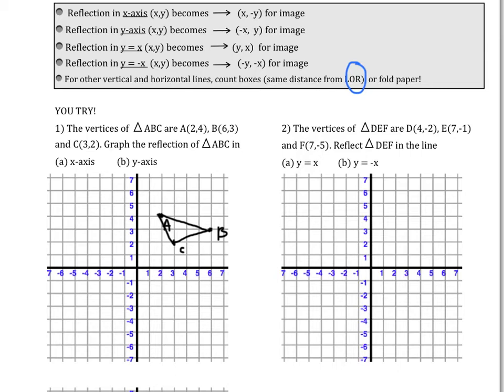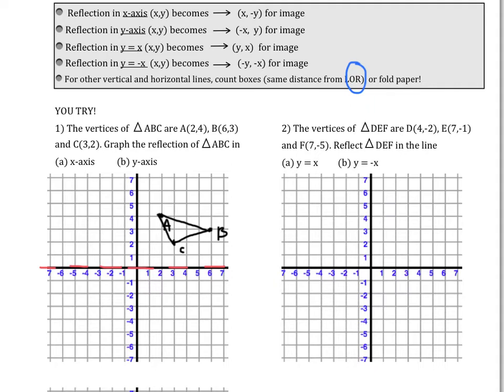Okay, the first thing we're asked to do is graph the reflection of triangle ABC in the x-axis. So what I would do is take my ruler and a colored pencil and mark a dotted line along the x-axis. And this is my line of reflection. Now I'm going to keep going in red to show my image under this reflection, and I'm just going to use the counting method.